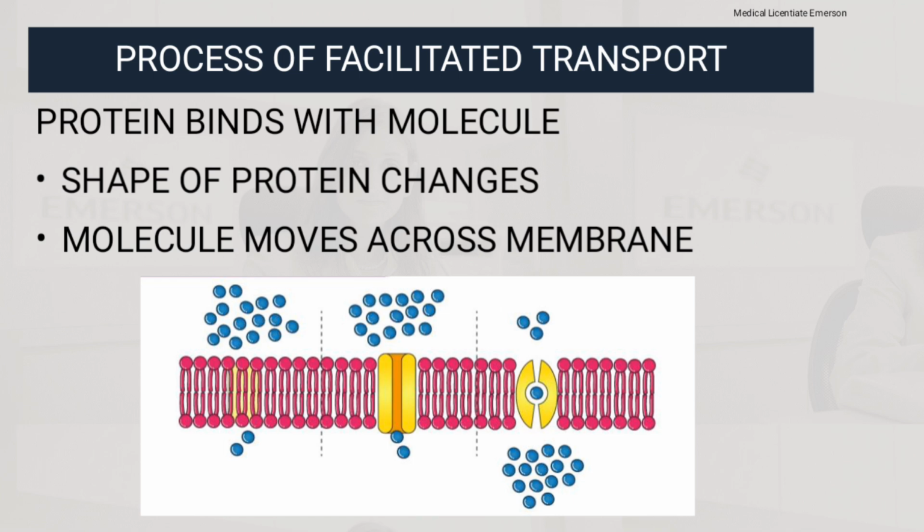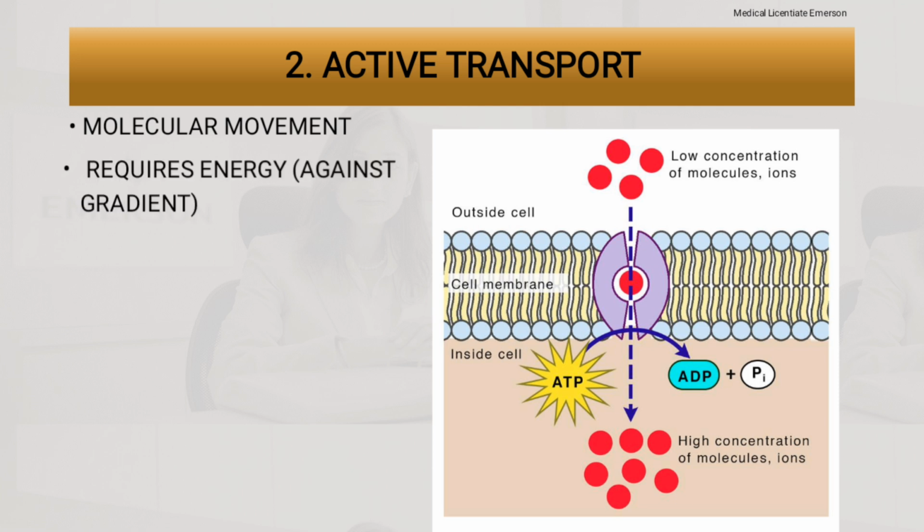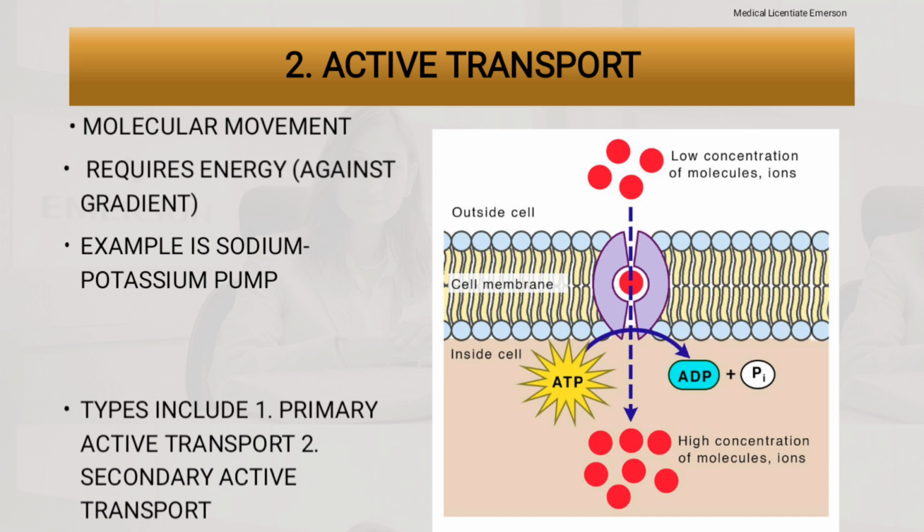That's what facilitated diffusion is. Then in terms of active transport, this is more of a molecular movement. A molecular movement requires energy against a gradient, and an example is the sodium potassium pump. The types of active transport include primary active transport and secondary active transport.